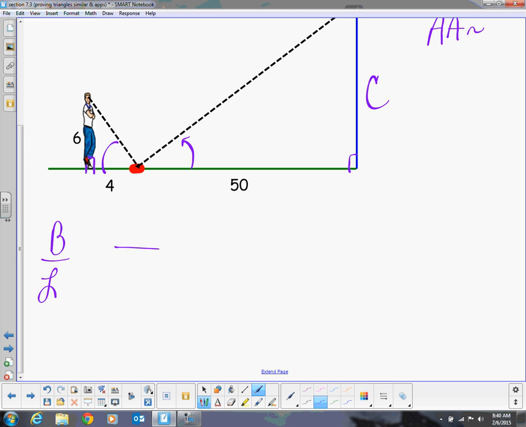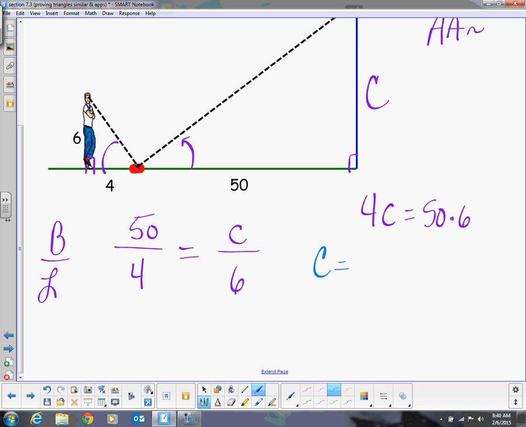So I'm going to take the big dimensions, which are 50 and what? C. What corresponds to 50? And what corresponds to C? 50 is horizontal, 4 is horizontal. C is vertical, 6 is vertical. So we have 4C is equal to 50 times what? 6. C is going to equal, what are the factors of 50?